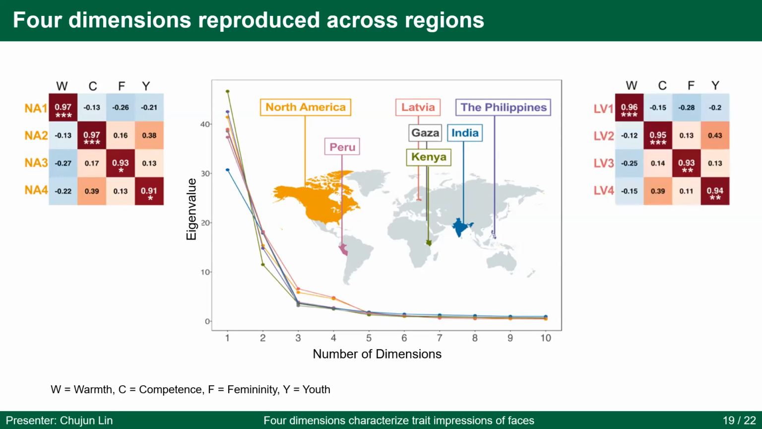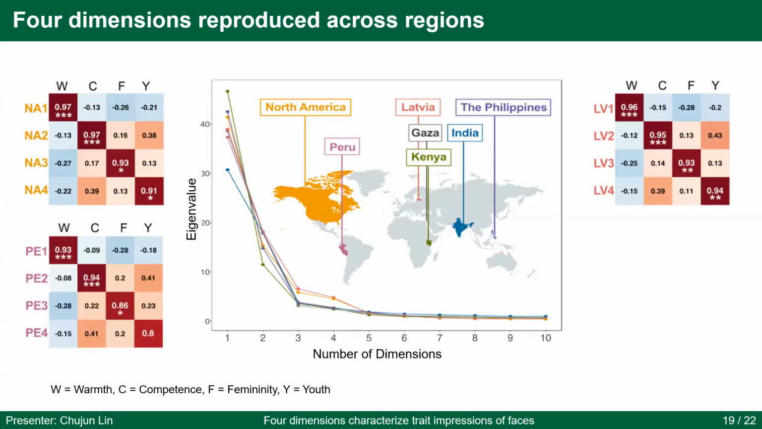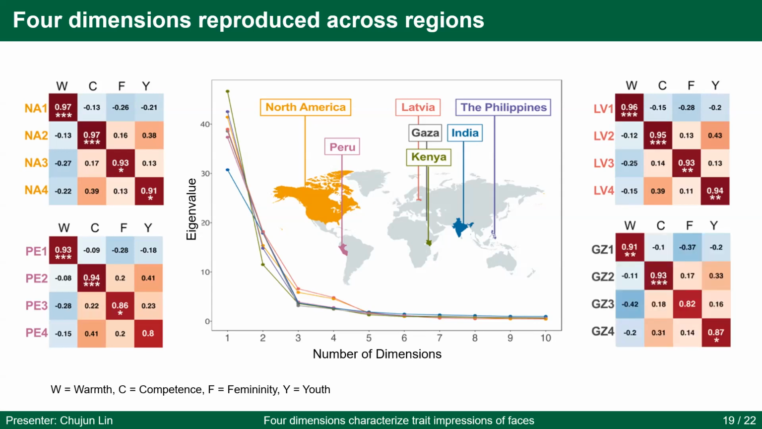Here is another example comparing the Latvia sample with the US sample, and comparing the Peru sample with the US sample. A highlight of this comparison is that in Peru, we used a different language to implement the task. All materials were translated into Spanish. Nevertheless, we still see a high similarity between samples. This last example compared the Gaza sample with the US samples. These findings show that the warmth, competence, femininity, youth dimensions are reproducible across world regions.